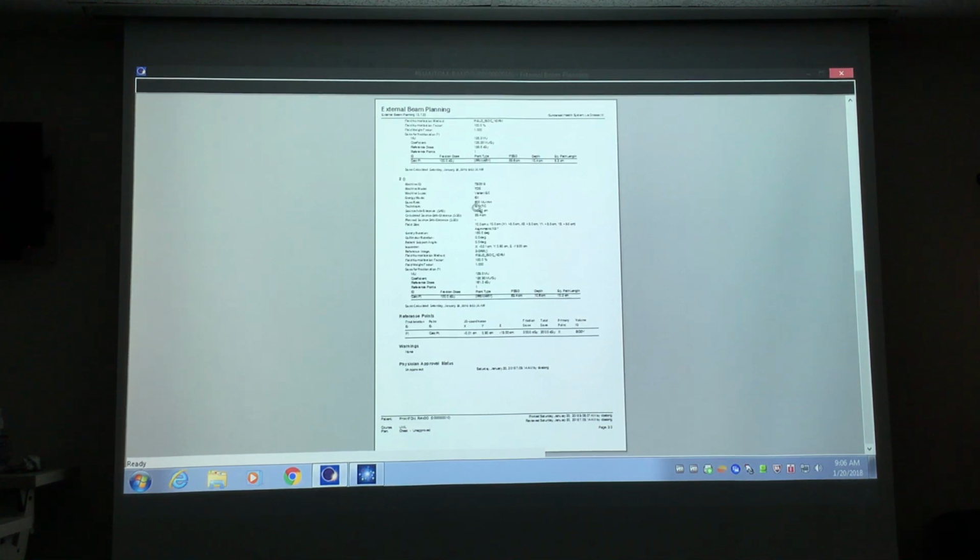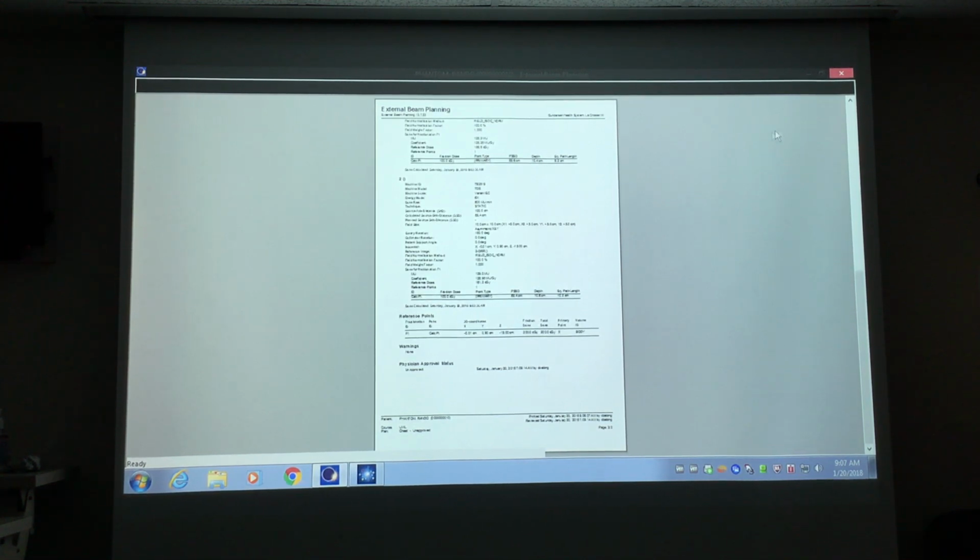Field 2, 6x, the jaw sizes are listed here, my fractional dose of 100 centigray, my SSD, which again, TMR, TPR are independent of SSD. I have my physical depth within the patient.